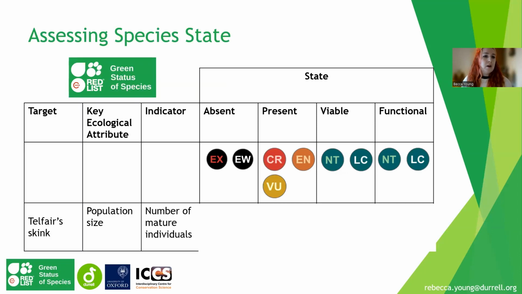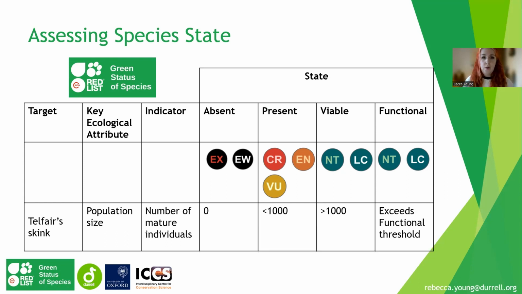So thinking about translating that into the key ecological attributes for a specific target, there are already guidelines for this within red listing. So the population size that we would assign to these different categories could be helpful in informing what we might set as the indicator ratings within the monitoring plan.